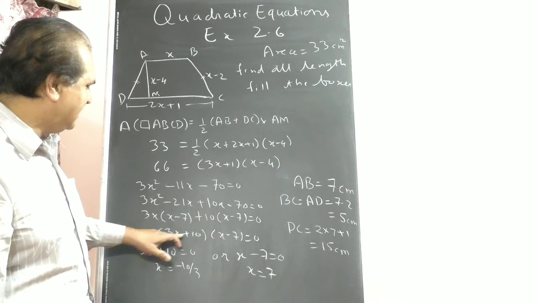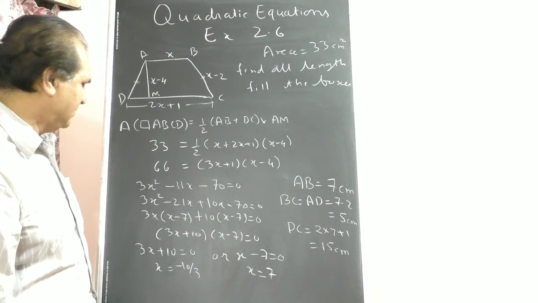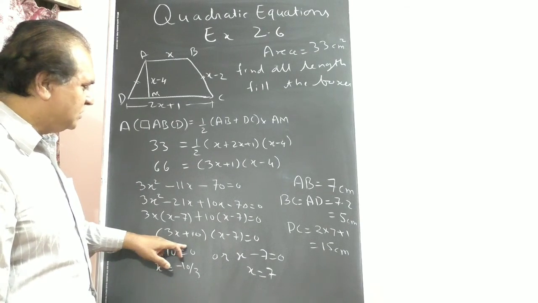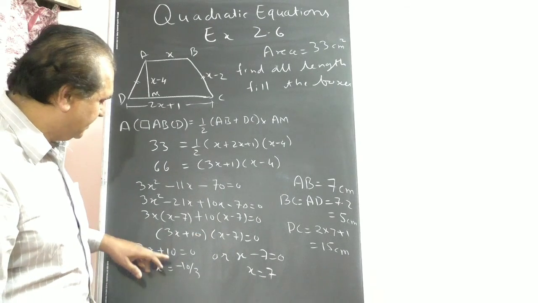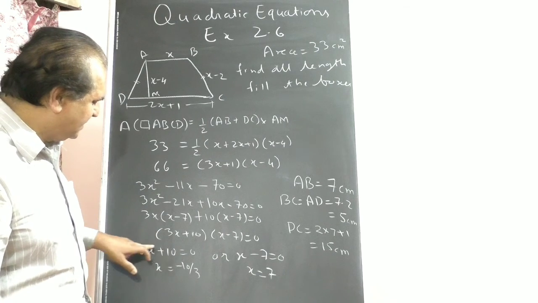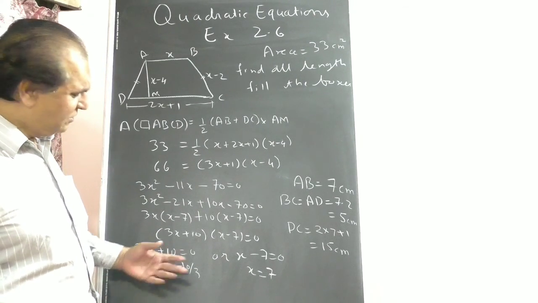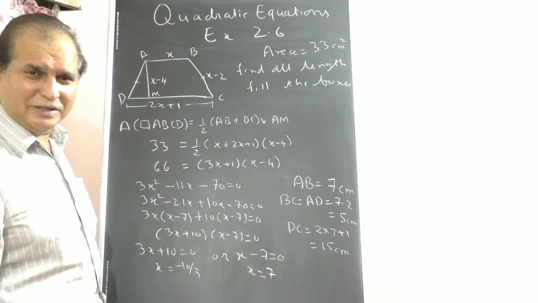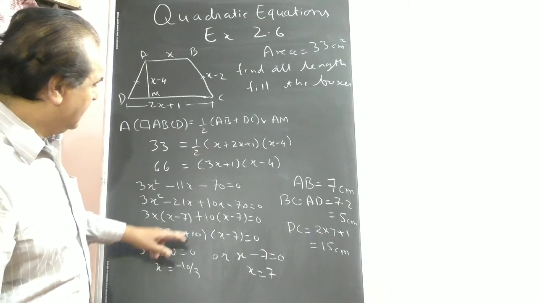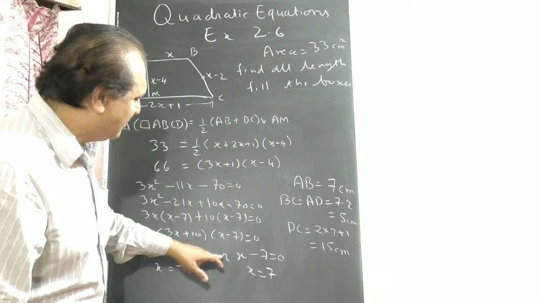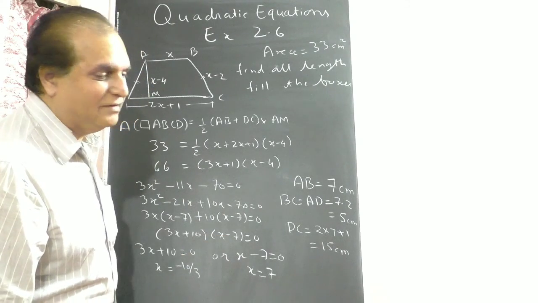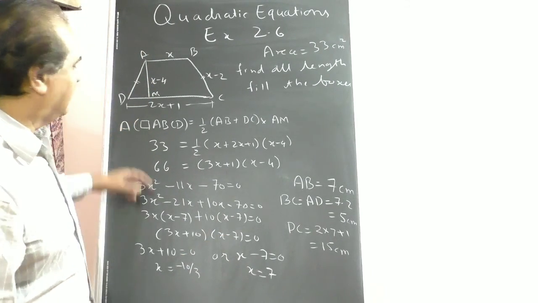So 3x plus 10, x minus 7 equal to 0. So 3x plus 10 equal to 0 or x minus 7 equal to 0. 3x equal to minus 10, x equal to minus 10 upon 3 is invalid. We have to discard. Length cannot be negative. Simple. x minus 7 equal to 0, so x equal to 7.